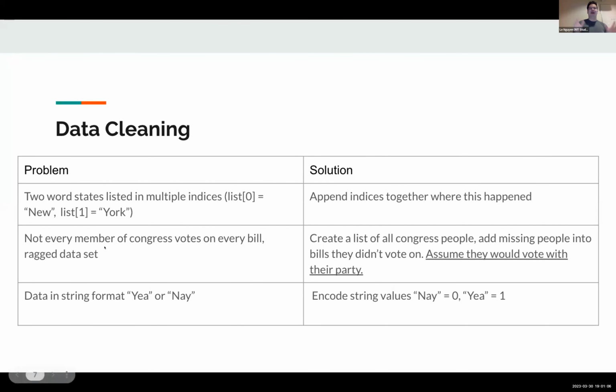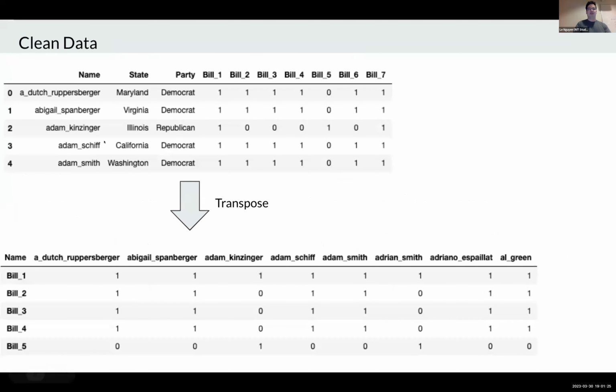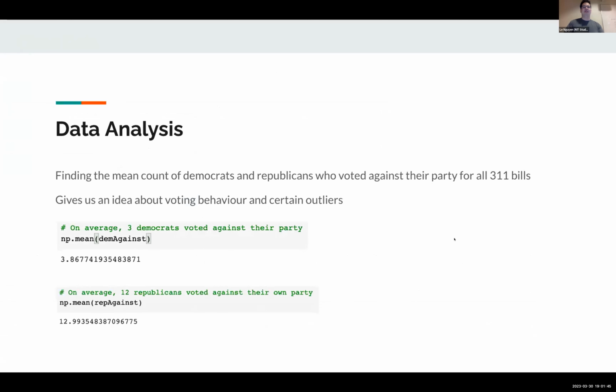We also had a lot of ragged arrays because when Congress votes, not everyone always votes. So you can have less than how many people are in Congress, like 438. And also, the data was in string format, yay or nay, so it's converted to binary. So, clean data, and then we ended up transposing. So we made it each bill, and then did they vote yes on it? Did they vote no for every single one? These were the current congressmen, but this was before the last election, so this is going to be a little bit different. Then we do some data analysis.